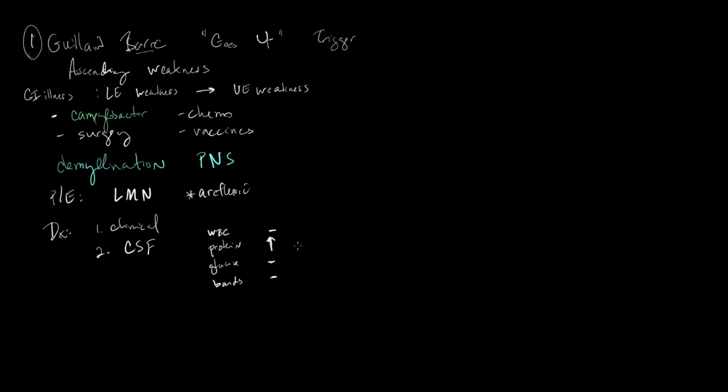Because the type of protein is albumin, it is way elevated compared to the white blood cell counts or the cytology. They call this albuminocytologic dissociation. So that sort of is a buzzword for Guillain-Barre. Cytologic dissociation, big word that just means high proteins, normal white blood cell count.